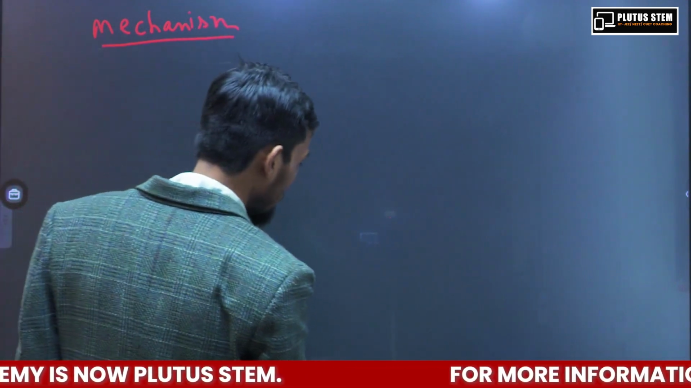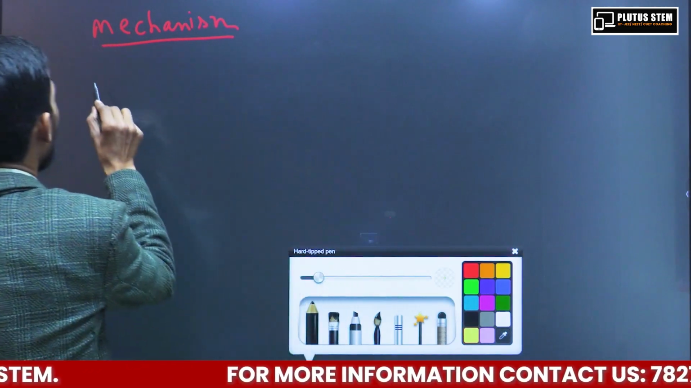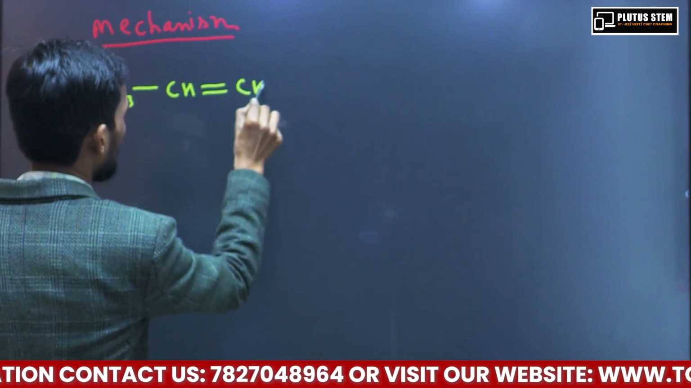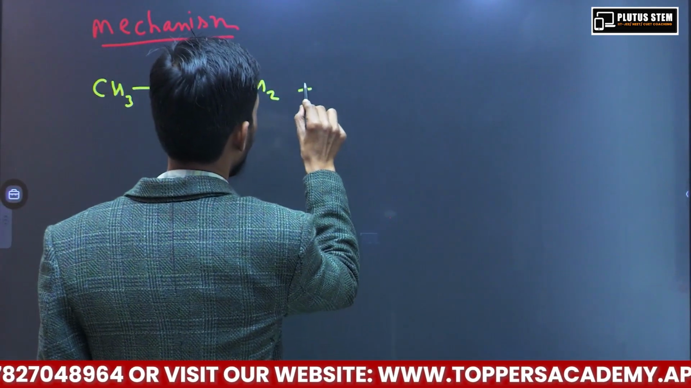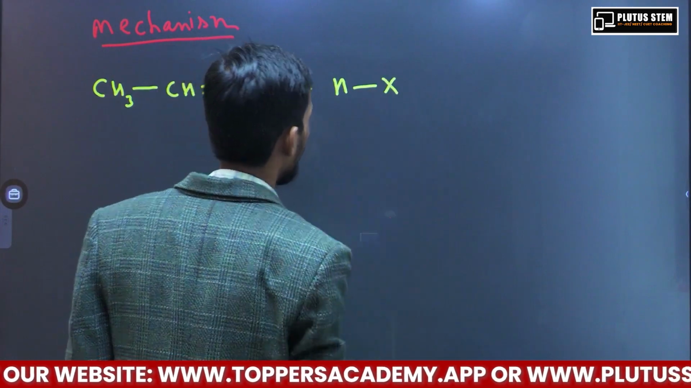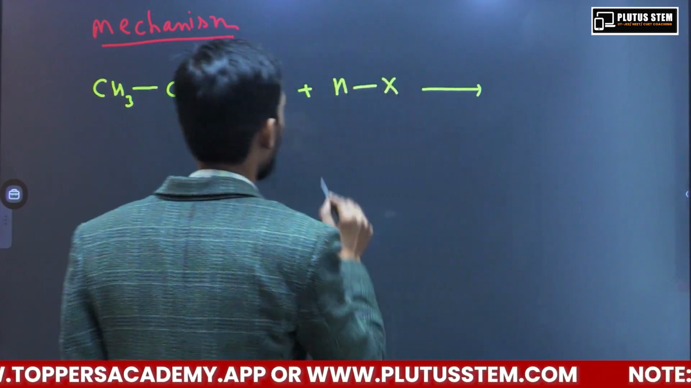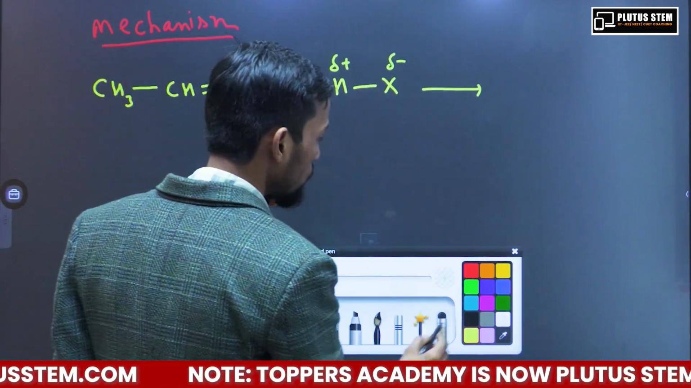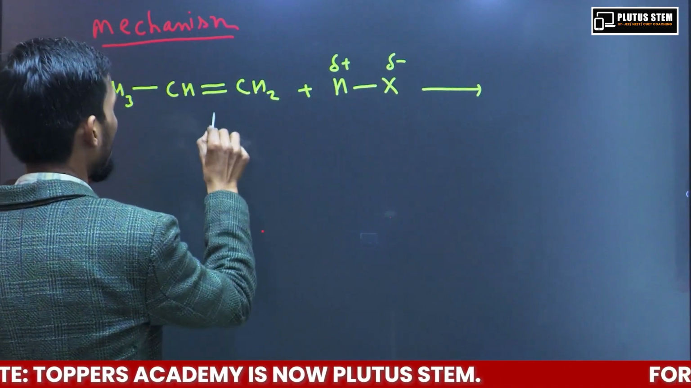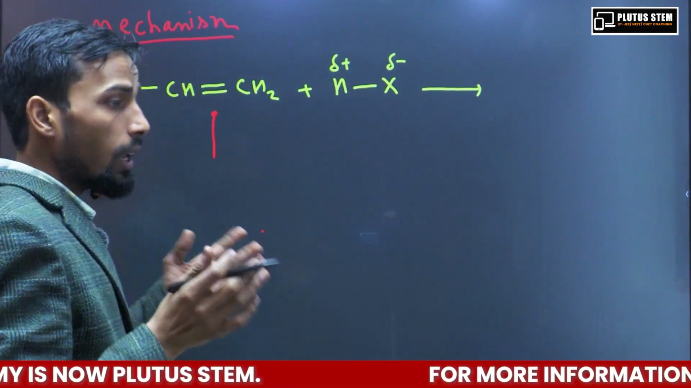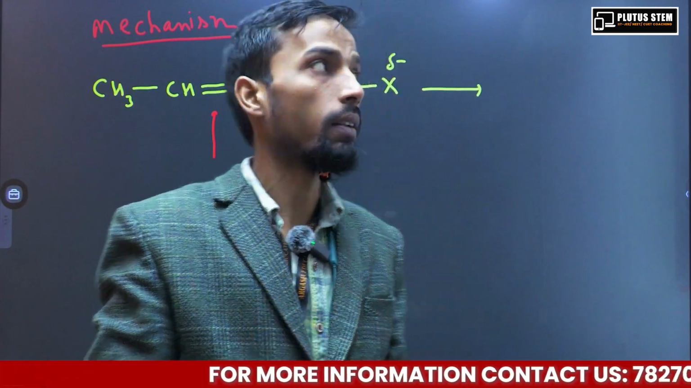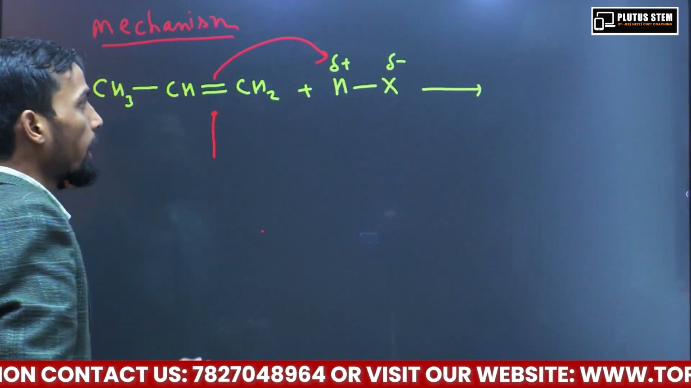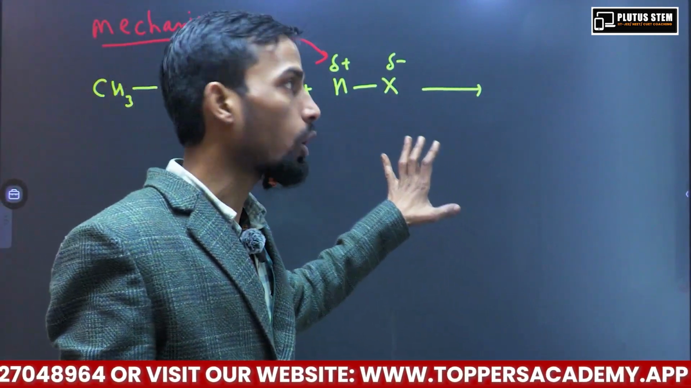If you see the mechanism of this reaction, CH3, single bond CH, double bond CH2 plus HX. So what are you expecting? Partially positive charge and partially negative charge. So what is going to happen? This is an alkene. It has a lot of electrons in itself. So what will it do? It will attack on this. So there are two possibilities to attack on this HX.